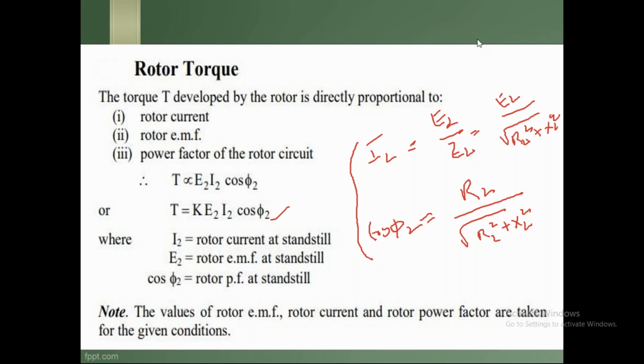Right. So not cos phi. Also here we can represent that the influential parameters which were affected by the slip are rotor induced EMF E2 and X2. Suppose if it is starting condition, you can write this equation. If it is running condition, you have to represent sE2 and sX2. So this is the running condition. So remember these two equations, and these two equations are used in the simplification of the torque equation.